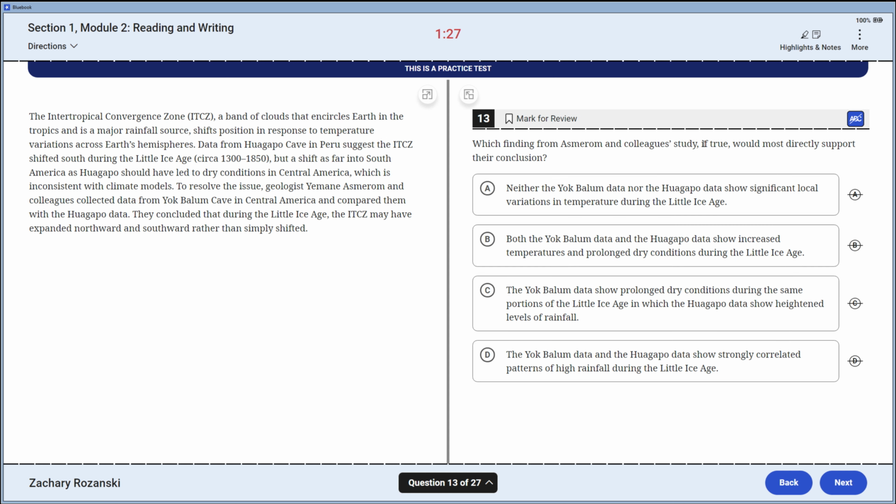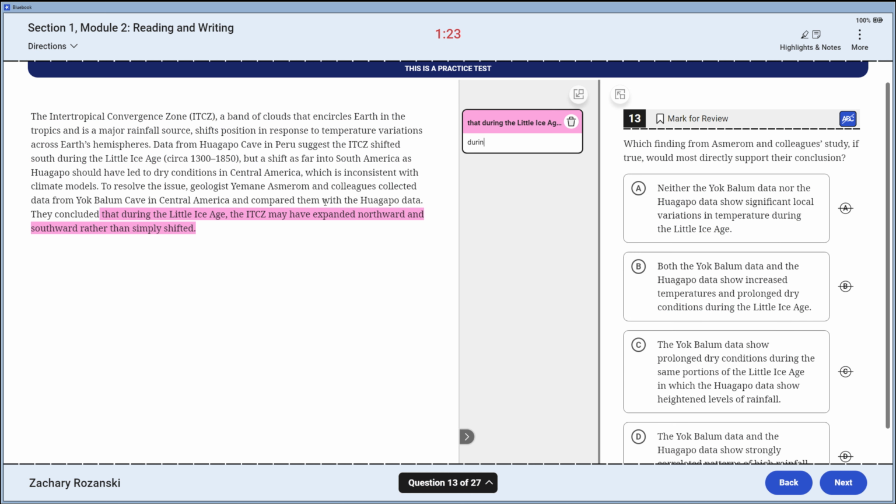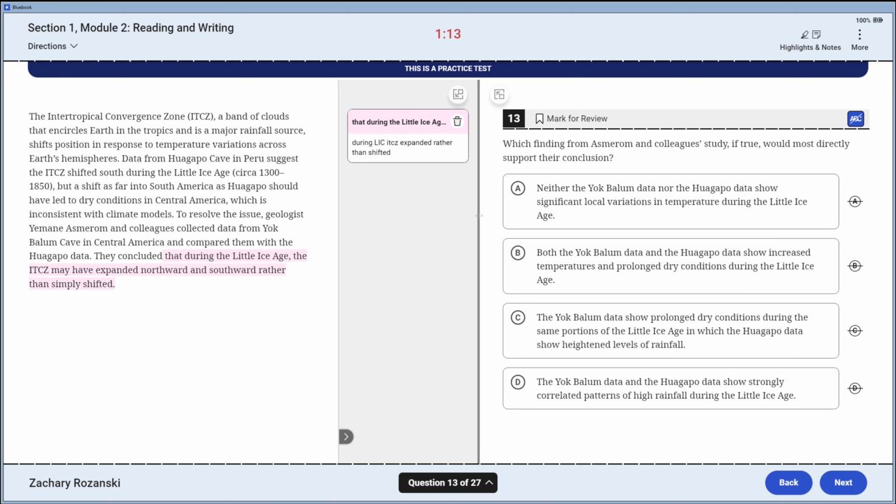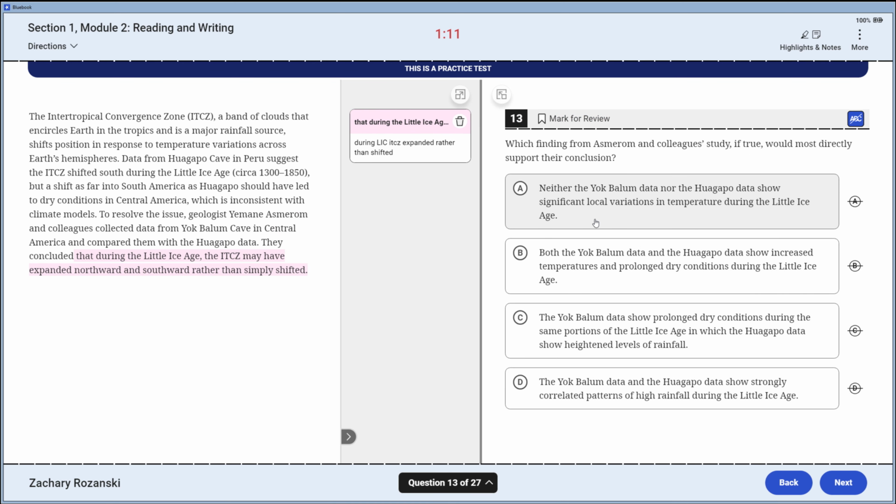Let's go back to this one about whatever. We're supporting the conclusion. What's the conclusion? During the Little Ice Age, the ITCZ expanded rather than shifted. Expanded northward rather than shifted. I'm going to look at A. Neither of the data showed significant changes in temperature during this. I'll table that. Both of them showed increased temperatures and prolonged dry conditions. So these seem to be making opposing claims at first glance.